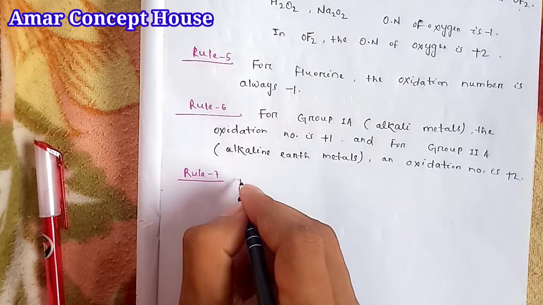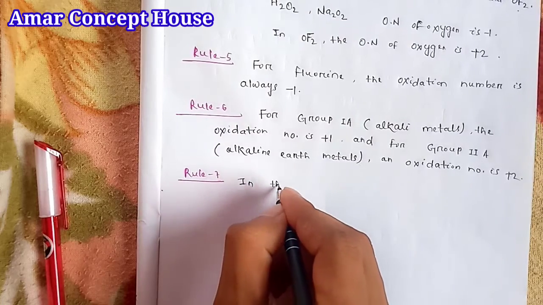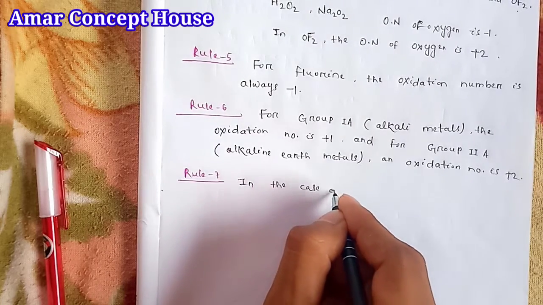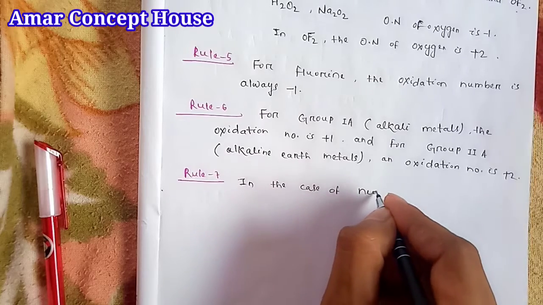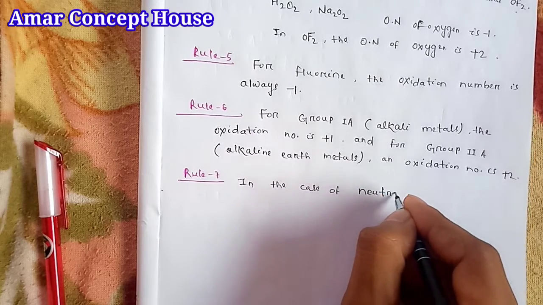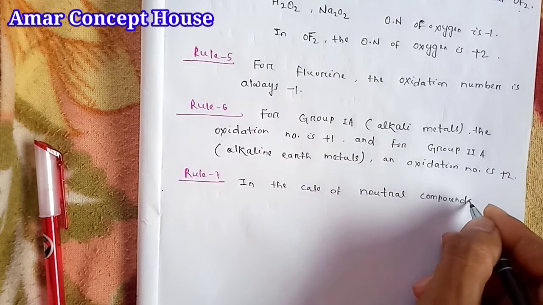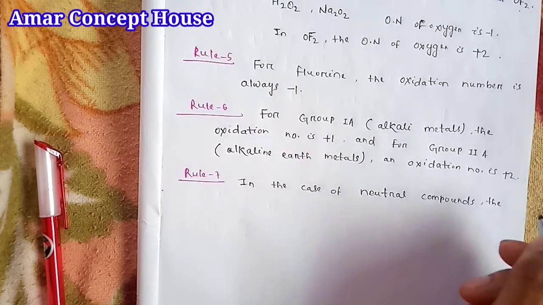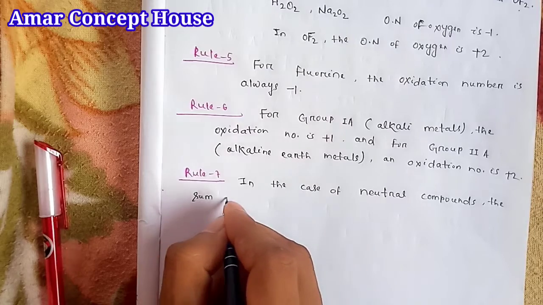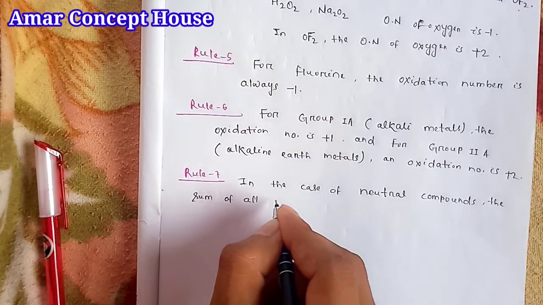In the case of neutral compounds, the sum of all the oxidation numbers of the constituent atoms equals 0.